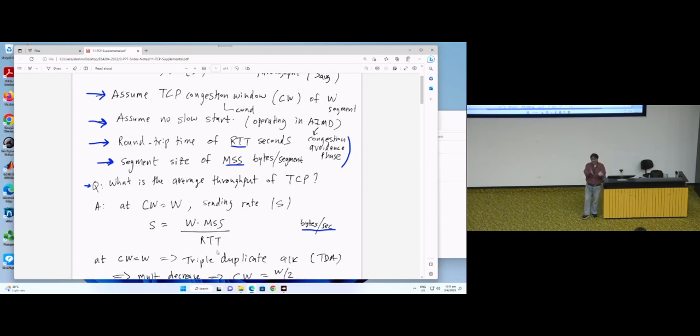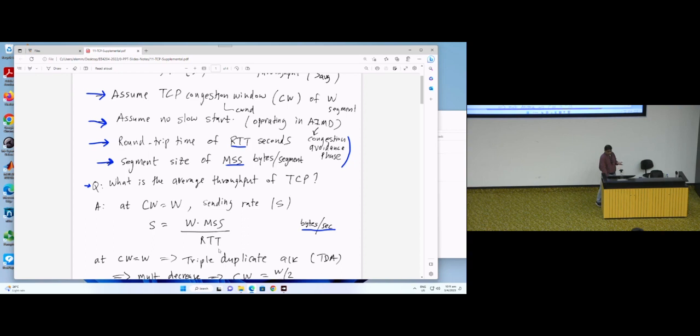Now, the receiving rate, the throughput, is the receiving rate. And clearly the throughput cannot be greater than the sending rate. So the throughput is upper bounded by the sending rate. That's our first-order approximation of the throughput of TCP. Essentially W over RTT, or W times MSS over RTT in bytes per second.